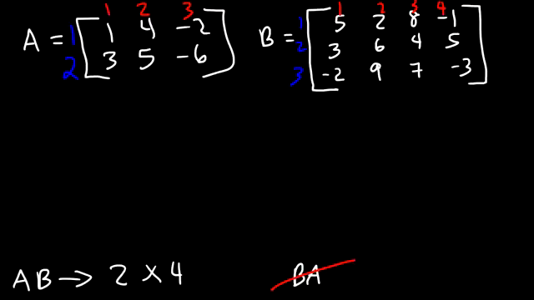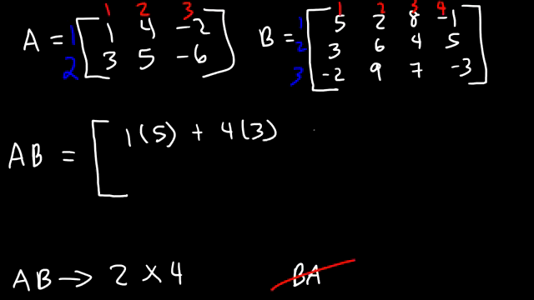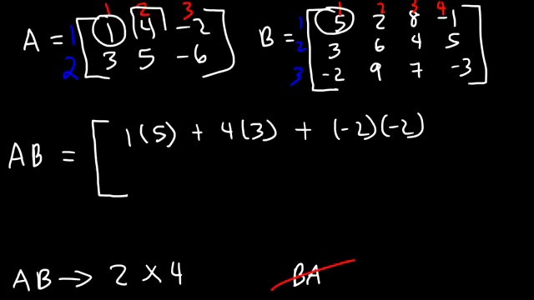So let's focus on multiplying A by B. So it's going to have 2 rows and 4 columns. So let's start by multiplying row 1 by column 1. So it's going to be 1 times 5, and then plus 4 times 3, and then plus negative 2 times negative 2. So you got to multiply these two first, and then these two together, and then those two.